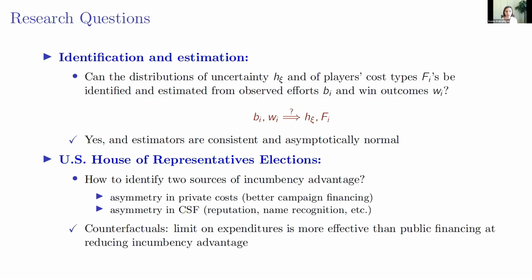This separate identification is particularly important for policy counterfactual analysis, since only campaign financing can be regulated by the authority. I find that imposing a limit on expenditures is more effective than public campaign financing of the challenger at reducing the incumbency advantage.